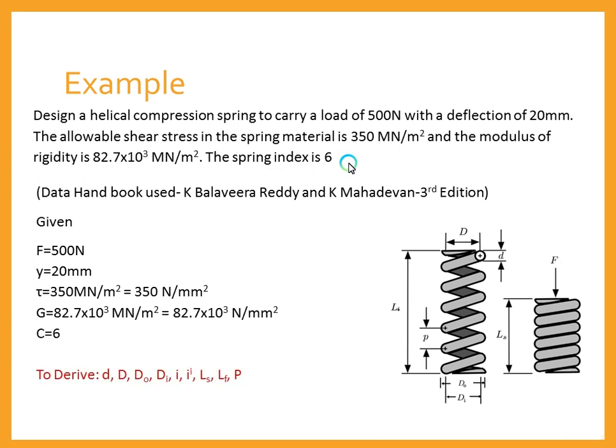And to determine, as you can see in the sketch, small d would be the diameter of the wire that is being used to develop a spring, and capital D would be the mean diameter of a spring. DO will be outer diameter and DI will be inner diameter as seen over here. I is the number of turns, I dash is the number of active and inactive turns, LS would be solid length as shown here, LF would be the free length, and P would be the pitch, the distance between two consecutive springs.